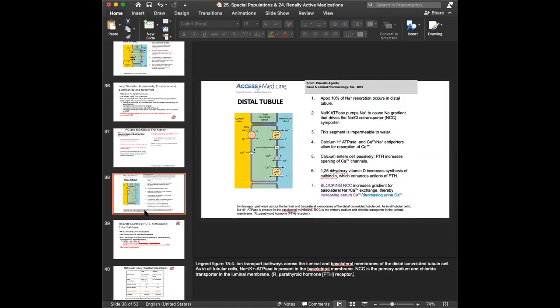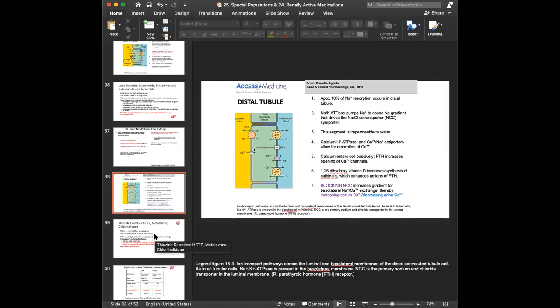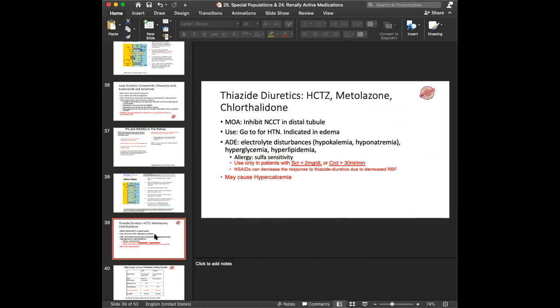Okay, distal tubule, we'll be thinking about thiazides, and they're going to block our NaCl channel, and it increases serum calcium and decreases it in the urine. So thiazides, HCTZ, metolazone, and chlorthalidone are, again, inhibiting that NCCT in the distal tubule, used a lot for hypertension and edema.